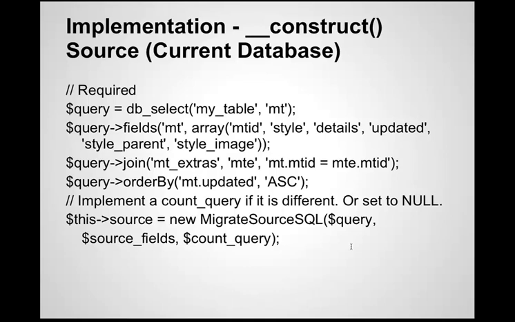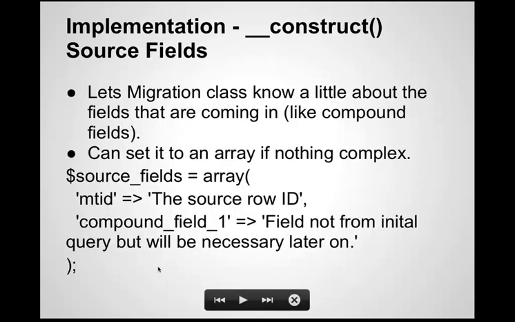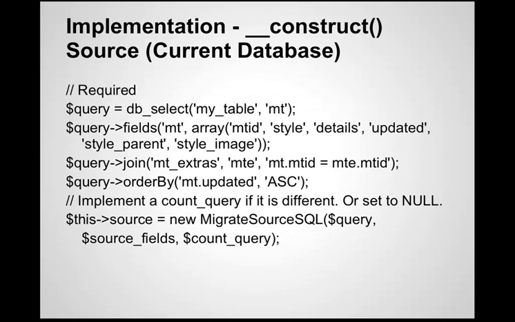And when you're providing your migration source, in that case you're going to have some sort of query around it, let's say if it was from a database. So you just generate the query the way you do it in Drupal right now, which is using a DB select query. In this case, I'm doing a DB select with my table with an alias of MT, bringing in a bunch of fields, joining it in with something else, and then I have this source equals new migrate source SQL along with that query. I'm also passing in the source fields from the previous page, so it knows which one's the source ID or whatever it might be. So if you're dealing with migrations from the same database, this is what the code would sort of look like.